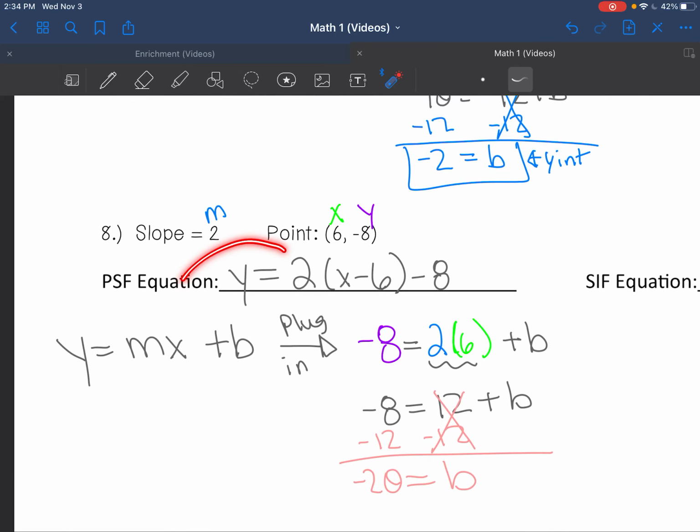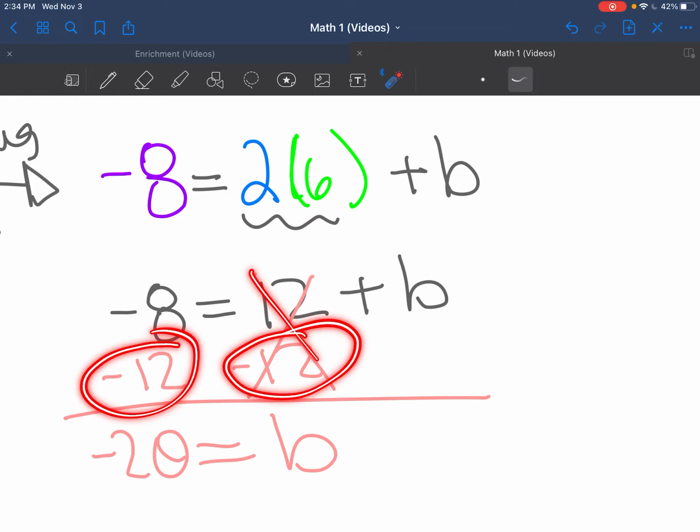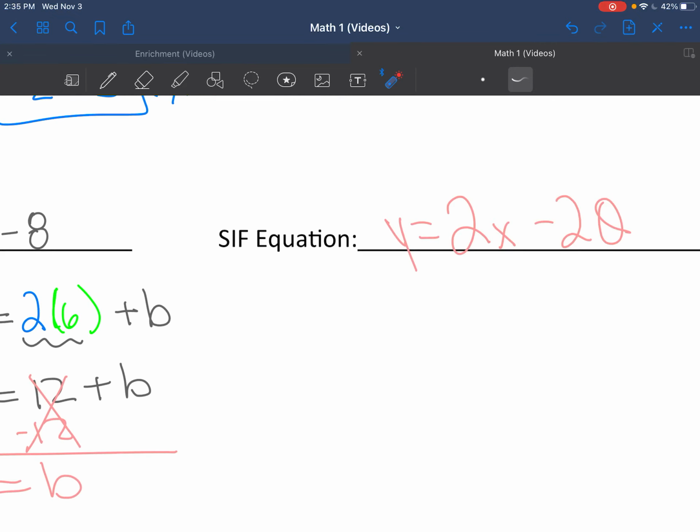In number 8, here is our point slope form. You guys have been doing great with that. Our y is negative 8. Our m was a 2. Our x is a 6. So now we have 2 times 6 is 12. So we have to take 12 and take it over to the dark side to figure out b. And when we do that, we get a negative 12. And the 12s cancel on the right. Negative 8 minus 12 is a negative 20, which is our y-intercept. So we get y equals 2x minus 20.